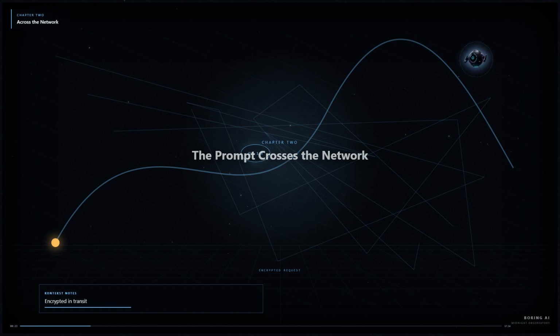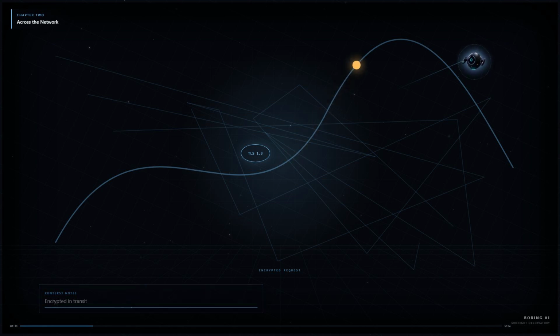Signals move through copper traces inside a device. Radio waves may carry them to a wireless access point. Light may carry them through fiber. Routers examine addresses and forward packets along available paths. At each stage, the request is represented by electrical, radio, or optical changes moving through real material.